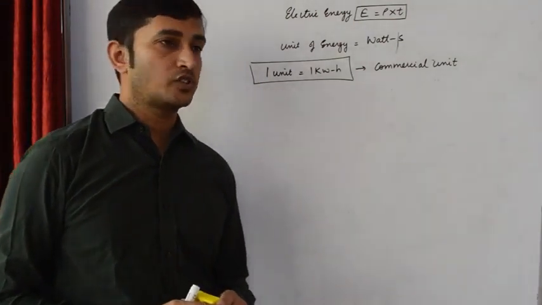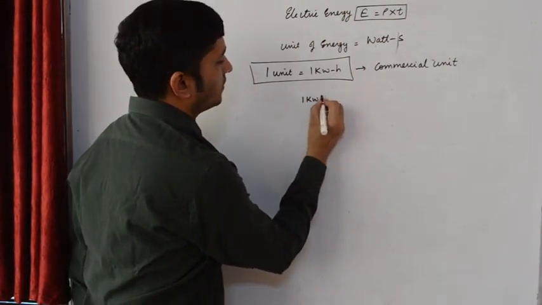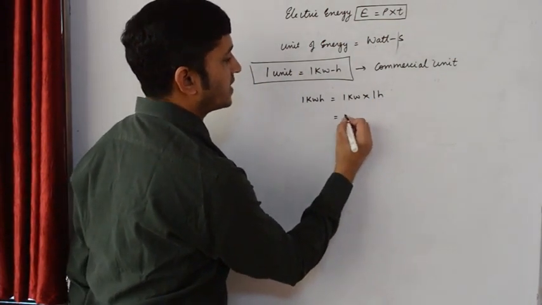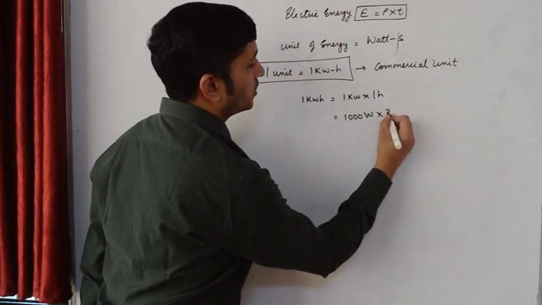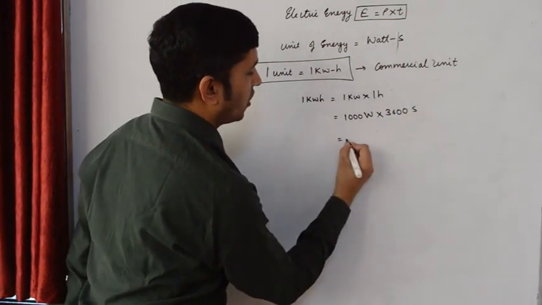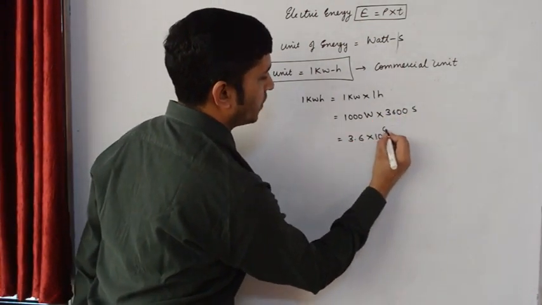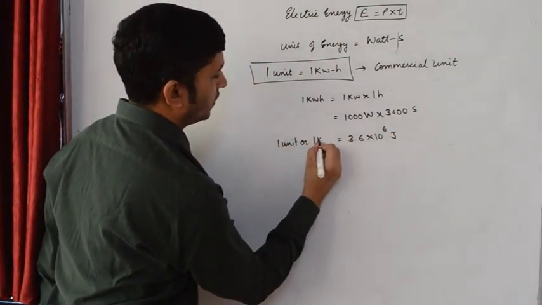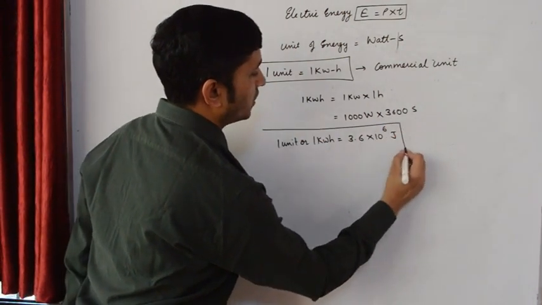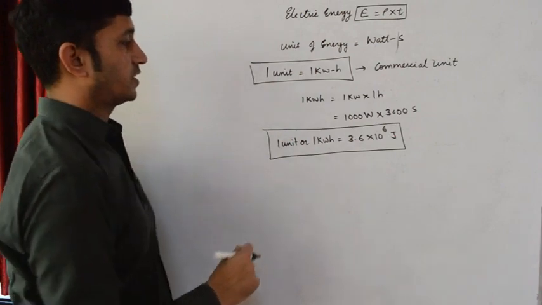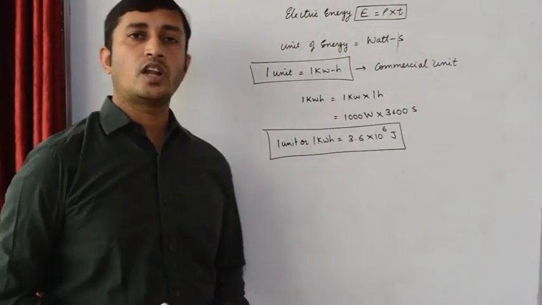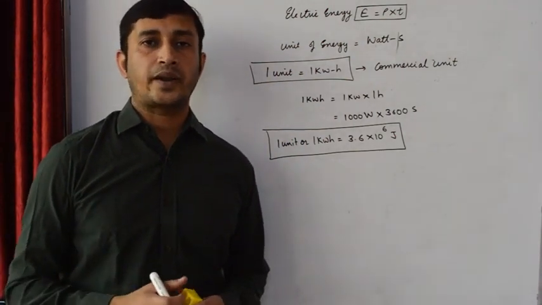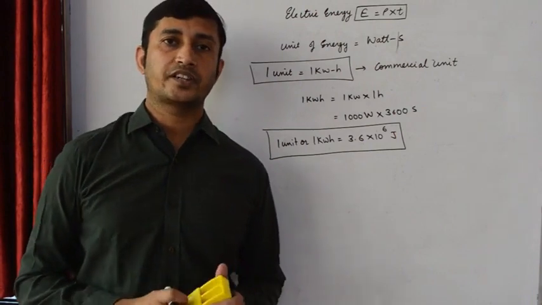We can also convert it into joule. 1 kilowatt hour can be written as 1 kilowatt into 1 hour, or we can write it as 1000 watt into 3600 second, or we can write 3.6 into 10 to the power 6 joule. Means 1 unit or 1 kilowatt hour is equal to 3.6 into 10 to the power 6 joule. So this was all about electric power and electrical energy. Now let us see some of the practical applications of heating effect of electric current.